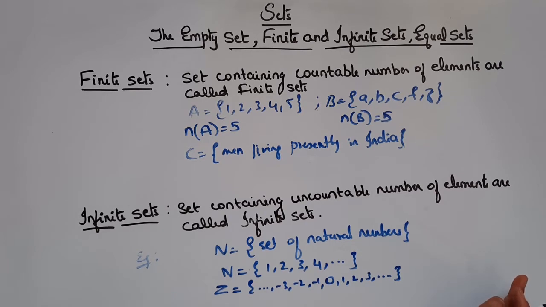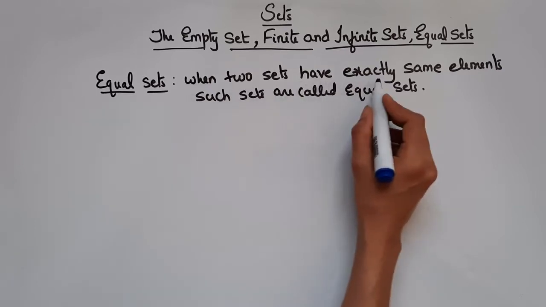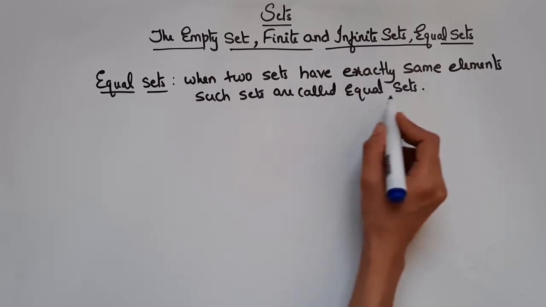Now let's move on to equal sets. But before that, pause the video and note this down. Now let's see what equal sets are. When two sets have exactly the same elements, such sets are called equal sets.